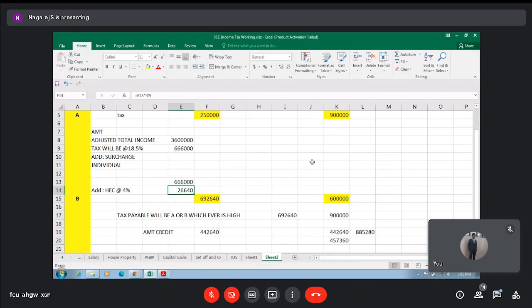The rest are all same thing. Compare, whichever is higher you pay that one. The difference you carry forward as AMT credit for 15 years. If you pay normal tax, take the AMT credit subject to minimum alternate tax. Okay, minimum you have to pay this much. The difference of these two, you can take the credit. That is the logic.